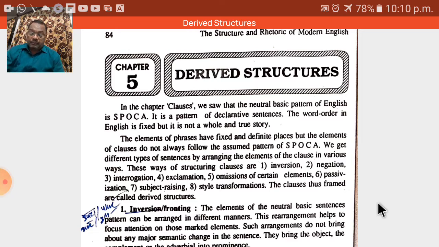Last lecture I have made a discussion on what a clause means and what the clause elements are. There are five elements of the clause: subject, predicate, object, complement and adverb, and the basic clause patterns.